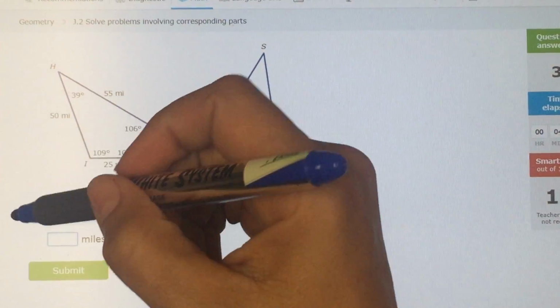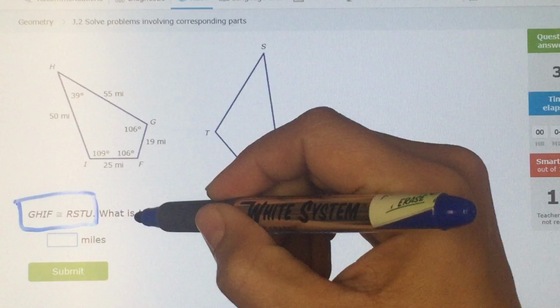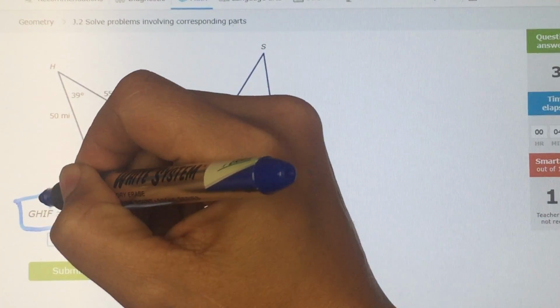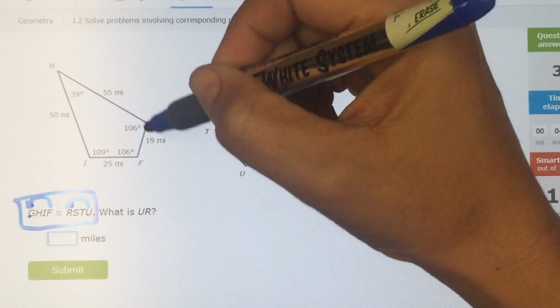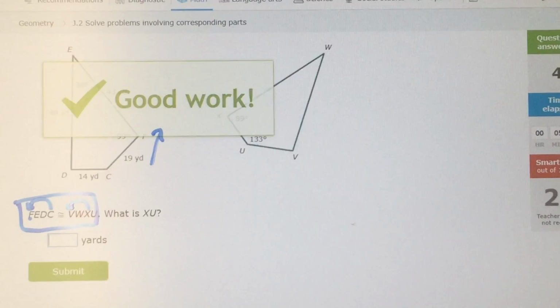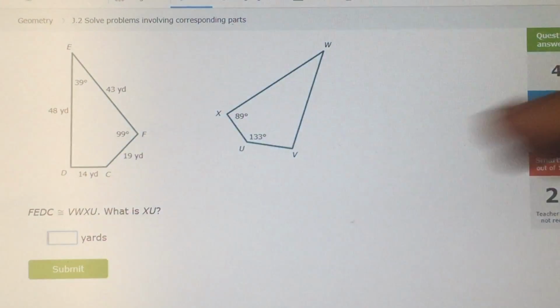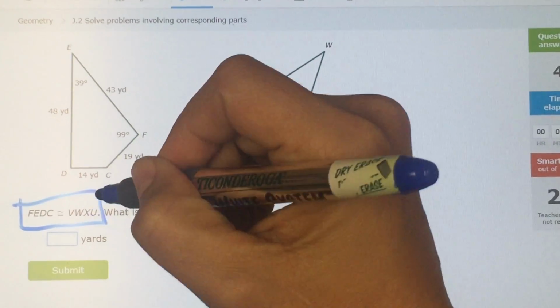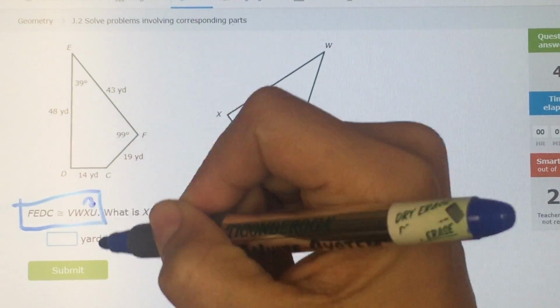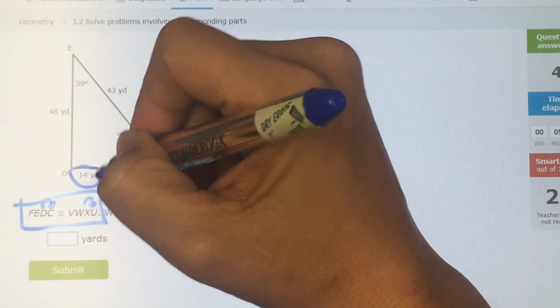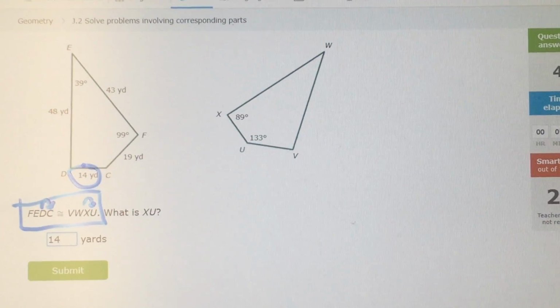They're telling you, I love it when they tell you, it's so easy. What is UR? So from U to R, first to last, I'm going to go from F to G, first to last. F to G is 19. I love it when they write it for you. Oh, they wrote it again. This is so cool. XU. So I go from X to U, third to fourth, which is DC. Where you at, DC? You are 14.